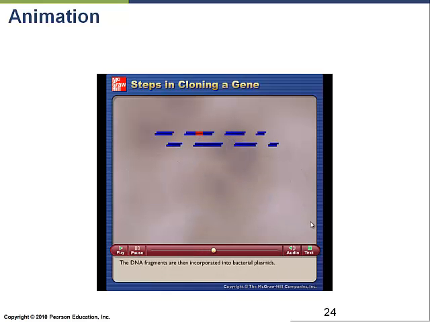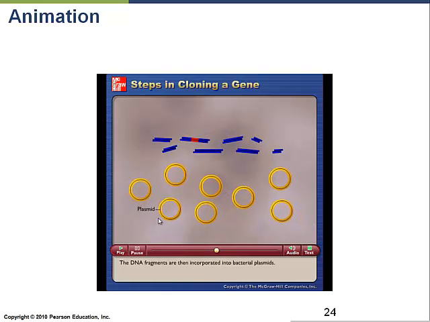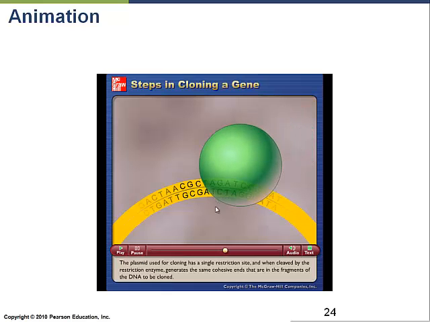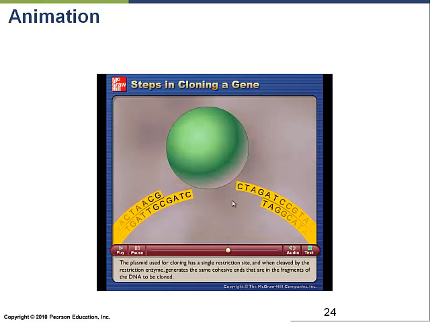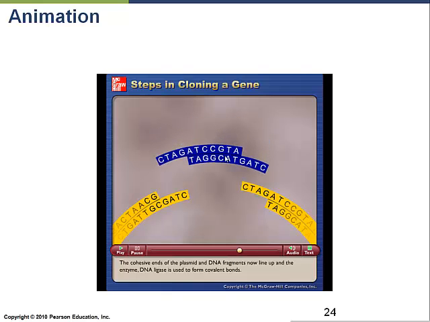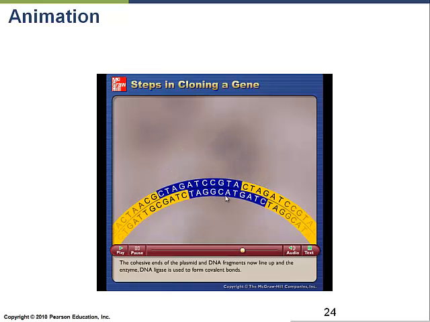We're going to take a plasmid. These are little rings of DNA found in bacteria. We're going to cut the plasmids using restriction enzymes. That green thing represented a restriction enzyme. And we're going to take the DNA from the cow and we're going to put it into the plasmid.